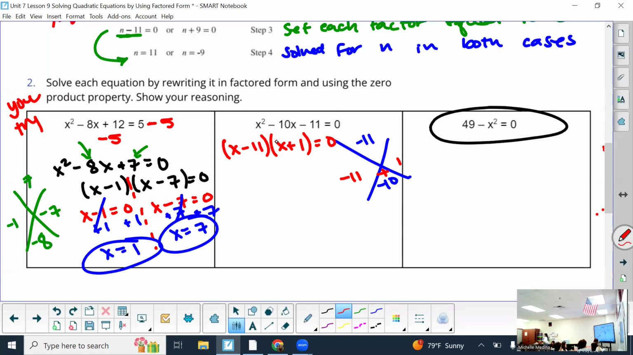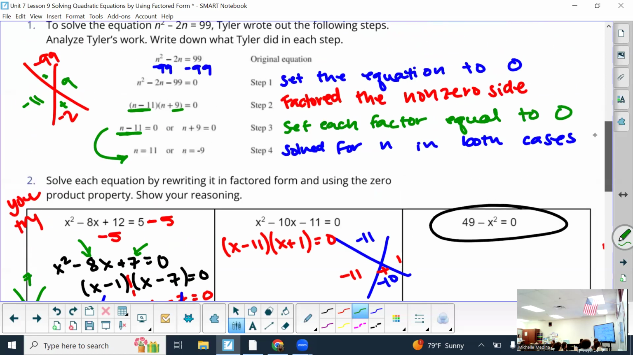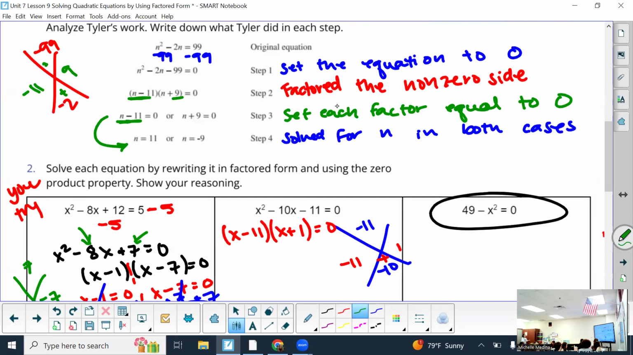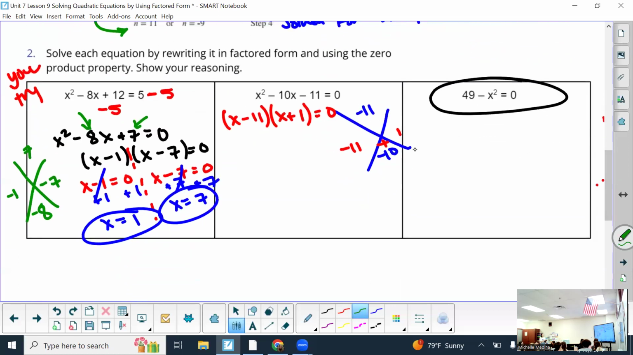Now what do I do? Let's see, on my steps up here, once I factor the non-zero side, I set each factor equal to 0 and then solve them separately. We're solving for both possibilities that can make the whole thing equal 0.